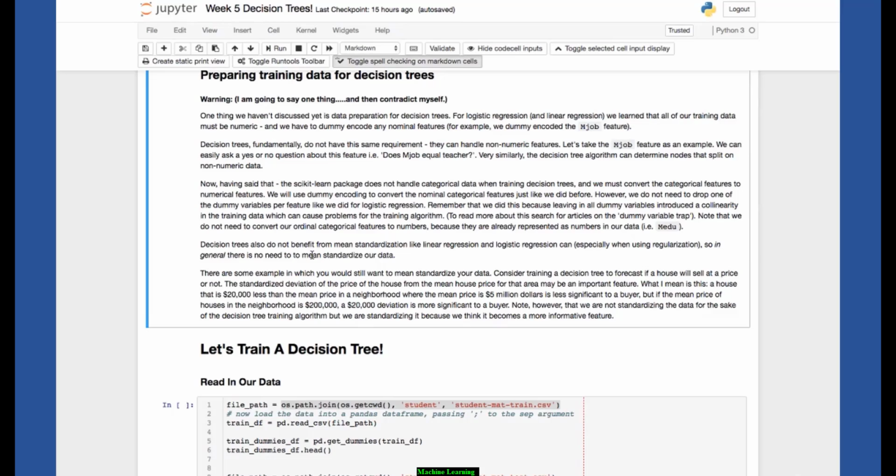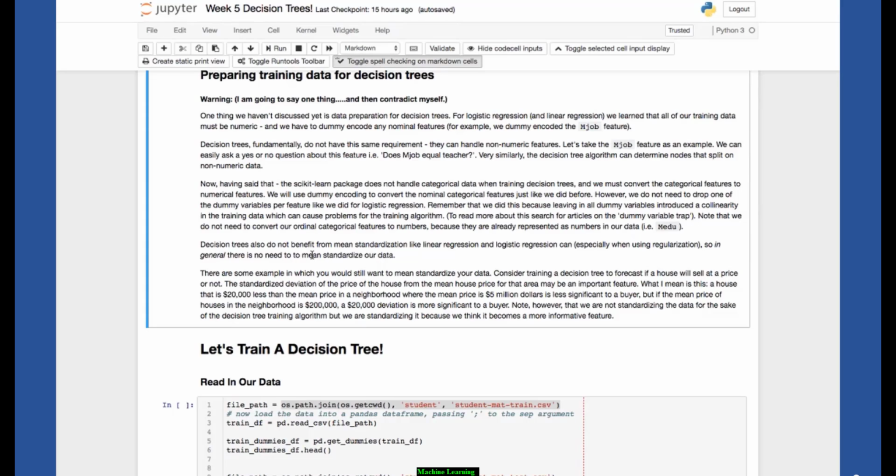But if the mean price of the houses in the area is $5 million, so now you're in a very, very wealthy neighborhood, then a difference of 40,000 isn't as significant, right? So in that case, you'd want to standardize the differences with respect to the area the home is in. And those just make better features. Those features actually become more informative no matter what algorithm you're using for the problem you're trying to solve.